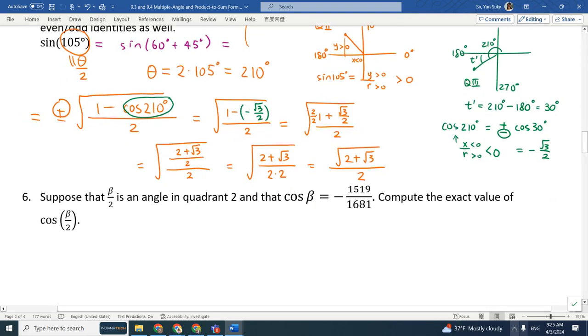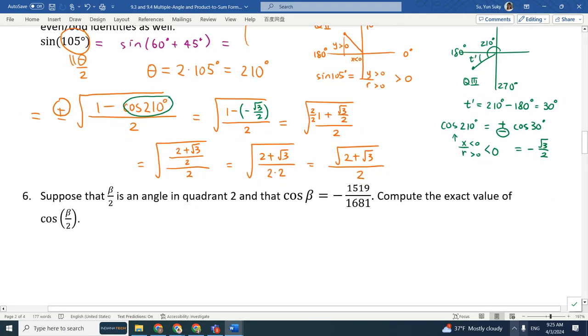Okay, 6. Suppose beta over 2 is an angle in quadrant 2, and that cosine beta is 1519 over 1681. Compute the exact value of this. So when you see exact value, can you use calculator? No. So you're supposed to show all your work of these. Is that clear, everybody?